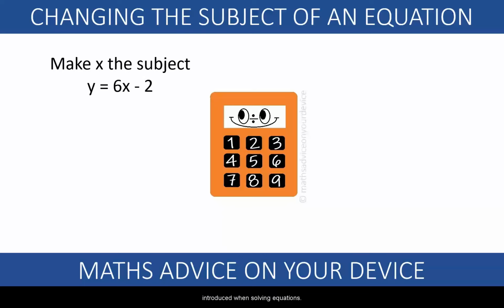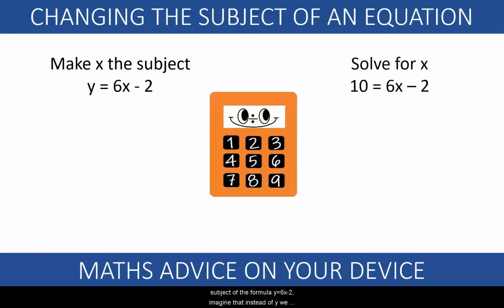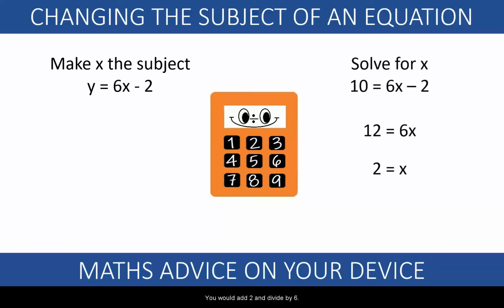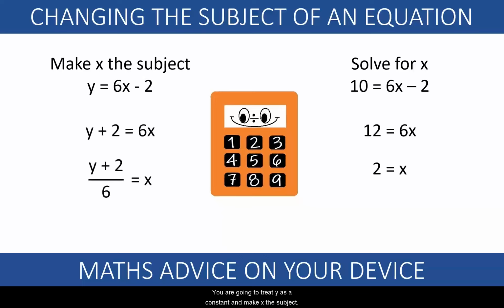For example, if we want to make x the subject of the formula y equals 6x minus 2, imagine that instead of y, we had 10. How would you solve for x? You would add 2 and divide by 6. So you do the same if you have y instead of 10. You are going to treat y as a constant and make x the subject.